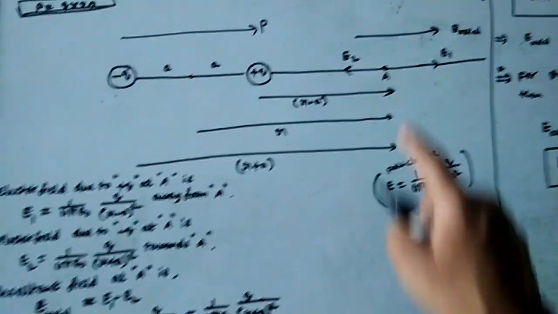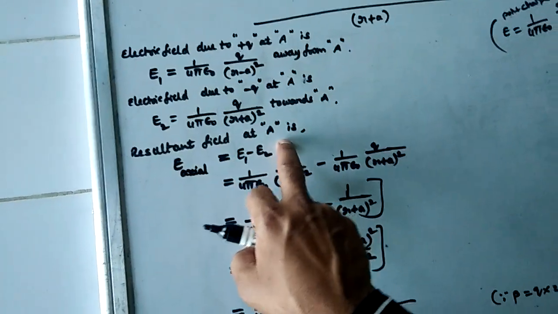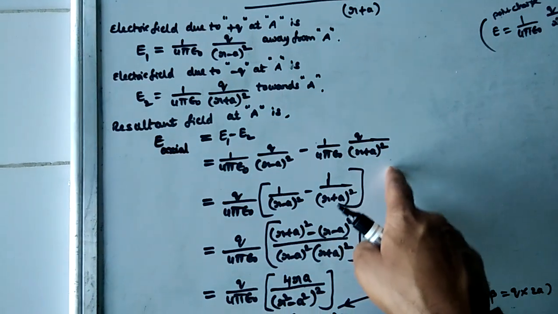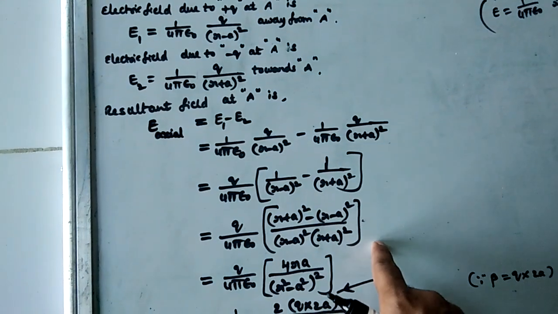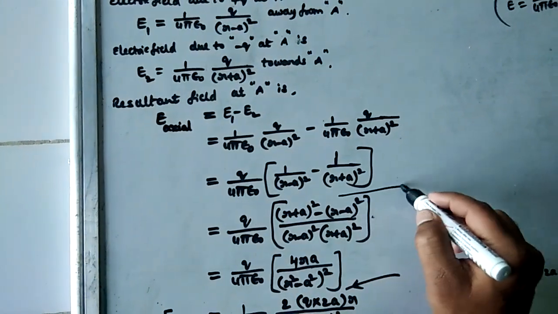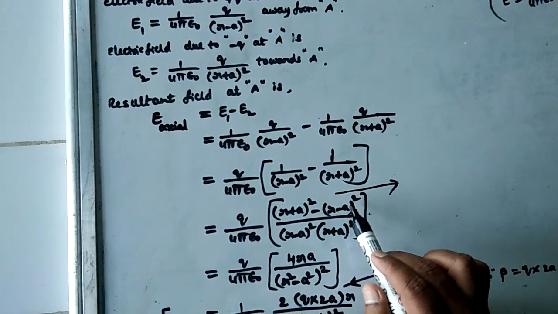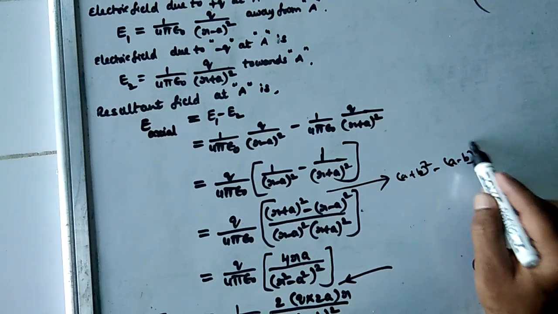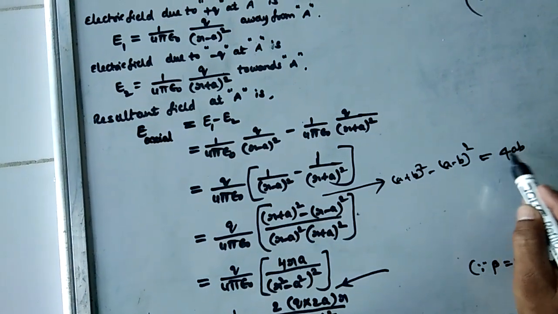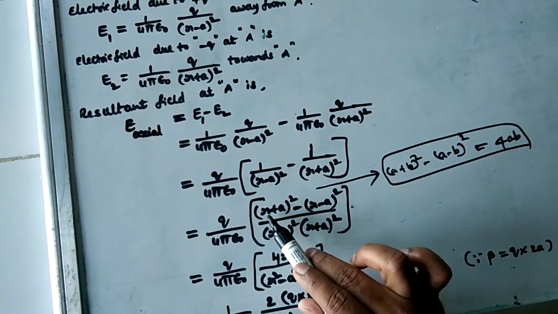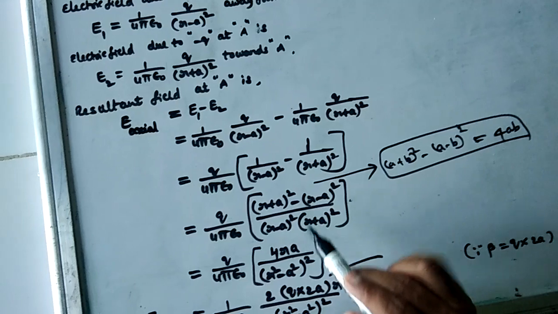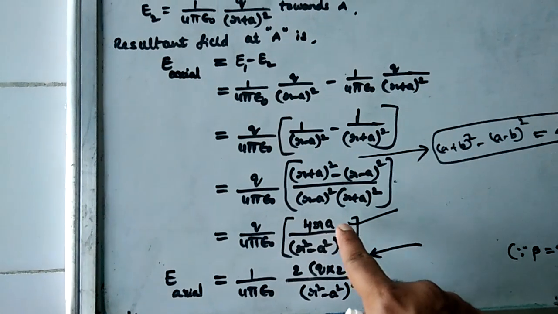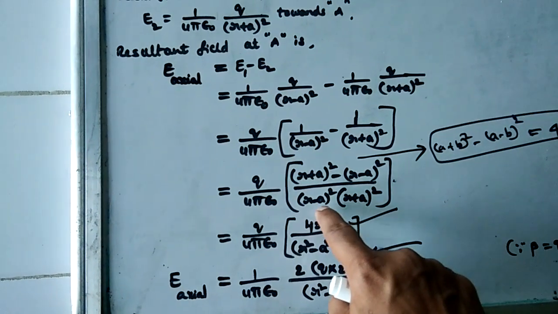Now I am going to subtract these two. Very simple calculation. The resultant electric field is E1 minus E2. Substitute the E1 and E2 values and take the common factor, the LCM. Here you have to understand: (A plus B) whole square minus (A minus B) whole square is equal to 4AB. Otherwise you can expand it and you will get the same thing. Here it gives 4RA, which I am rearranging.